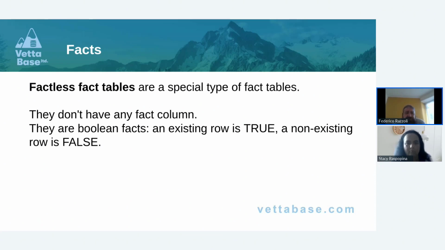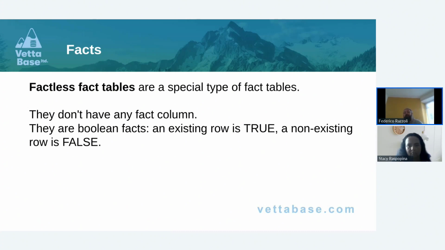There are also factless fact tables. Basically, they are a special type of fact table, usually transaction fact tables, actually. Their characteristic is that they don't have any fact column. They have only dimensions, and they are basically Boolean.